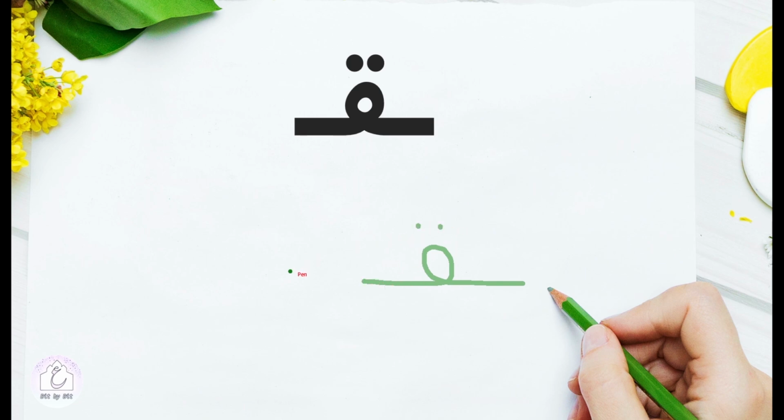Please pay attention to how the pen moves. It's only one stroke. Draw the connecting segment and move the pen clockwise to make the loop that continues into another segment leading to the following letter.